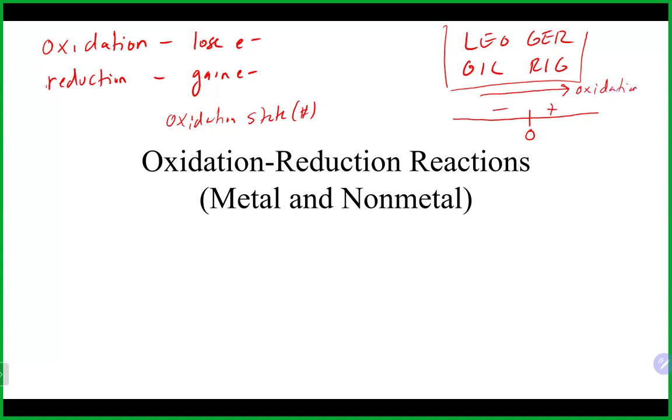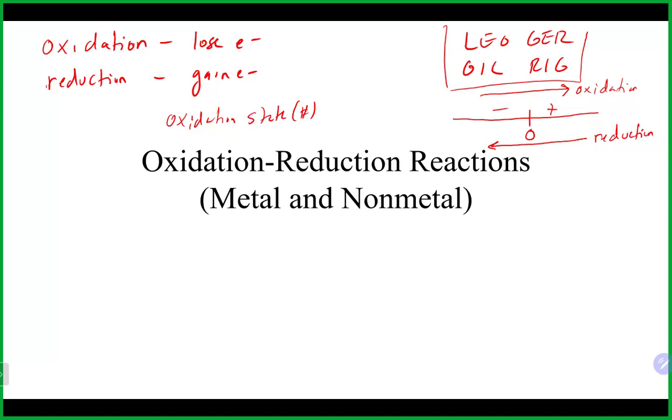Now, again, if somebody's going through reduction, as you compare their oxidation state on the left-hand side to the right-hand side, they will become more negative and move in this direction, and they would be going through reduction in that particular process.